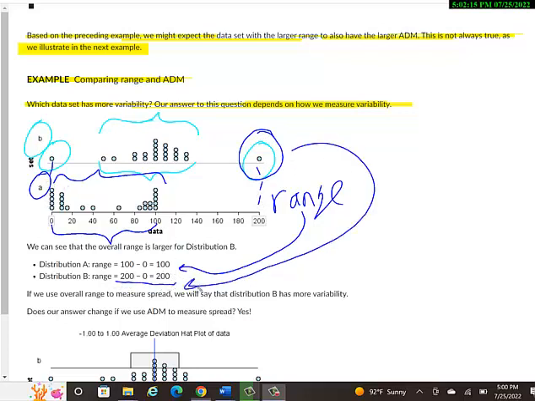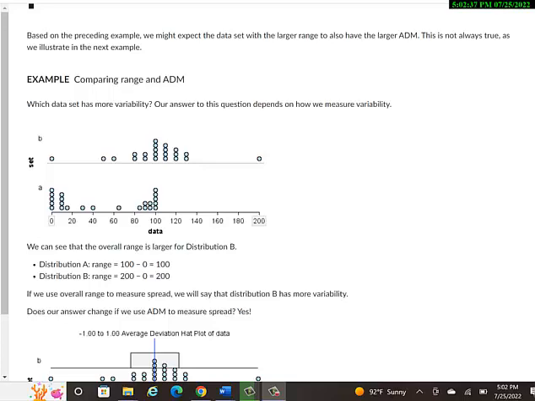So really the range for the top one is larger than the bottom, but if you're interested in most of the data being condensed in a small space, this one has less variability in that sense. Most of it's close to the mean or the median. There's just a few that are out there on the far left-hand or the far right-hand side. So like I said, it depends on how you are measuring variability.